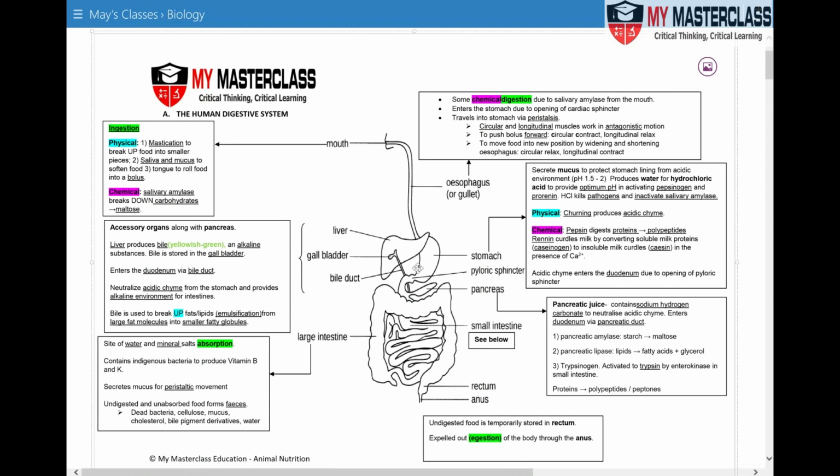Okay, so organs like the liver, the gallbladder, bile duct and pancreas, these are the accessory organs. Okay, accessory organs means to say that they help in digestion itself, but they are not part of the alimentary canal. Okay, so next we will look at the accessory organs, the liver, gallbladder, bile duct, pancreas, along with the digestion that is taking place in the small intestines.